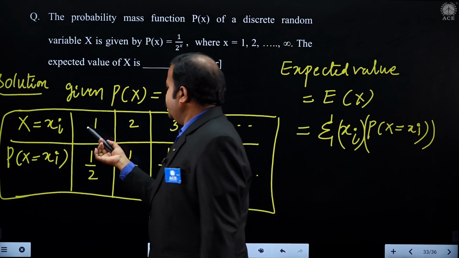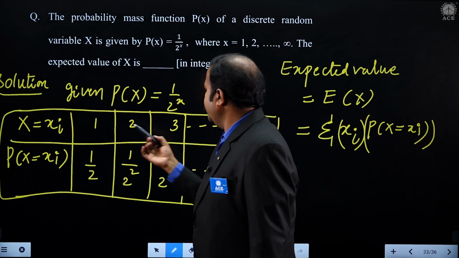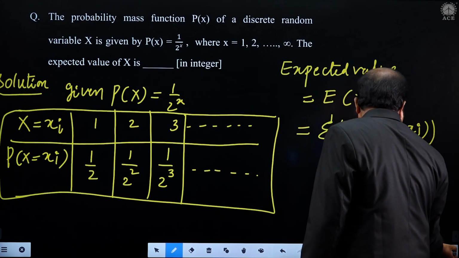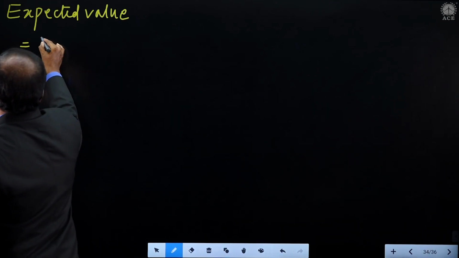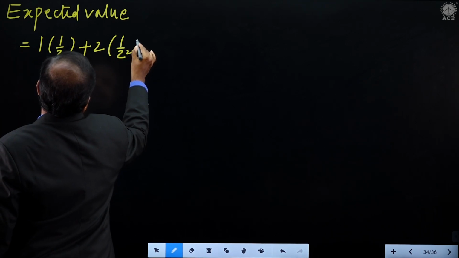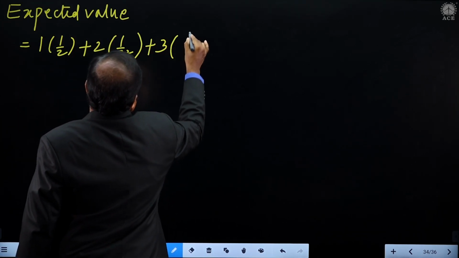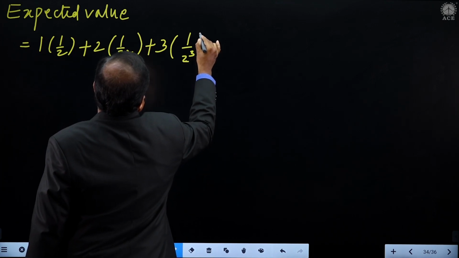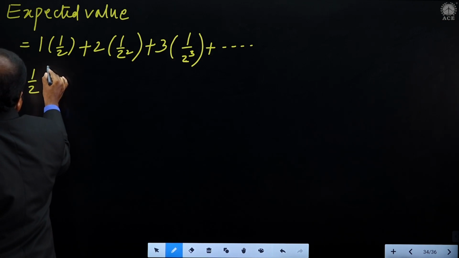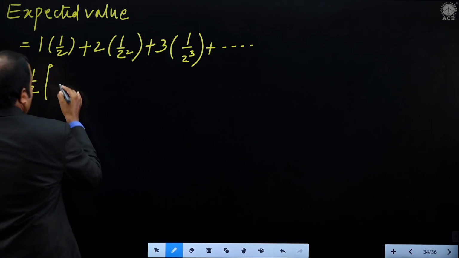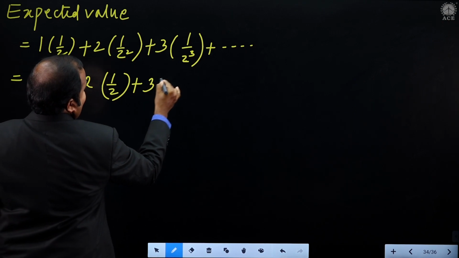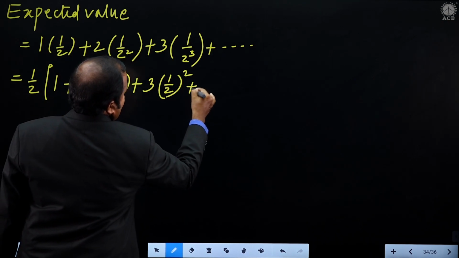the sum of the product of x and the corresponding probability: 1 into 1 by 2, similarly 2 into 1 by 2 square plus 3 into 1 by 2 cube, plus so on. So we can take out 1 by 2 as common. So remaining is what? 1 plus 2 times 1 by 2 here, plus 3 times 1 by 2 whole square, plus so on.